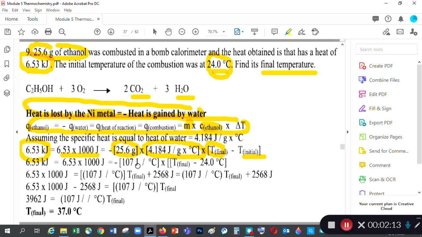Set the whole thing up here with the numbers and work it out, and then you can calculate the T final. The T final comes to be 37.0. Again, the kilojoules have to be converted into joules. The specific heat of ethanol is assumed to be the specific heat of H2O. The mass and the initial temperature of ethanol are given, so we can calculate the final temperature of ethanol.